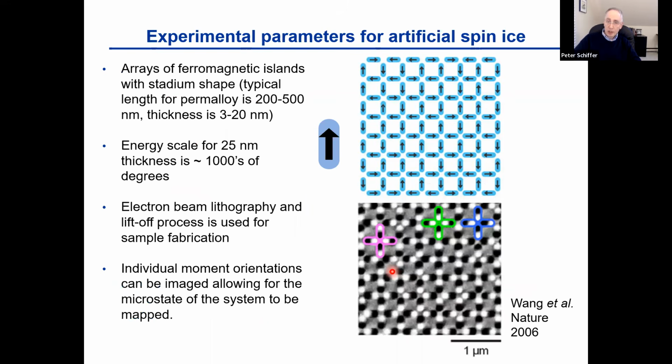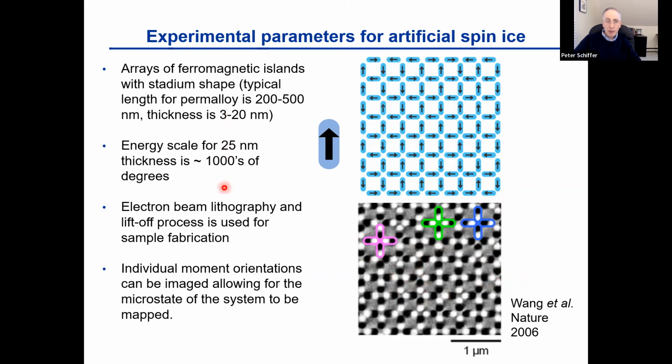And this is a schematic just to give you a sense of the size and the energy scale. It's actually a picture from our very first paper back in 2006. So this is an MFM image of square ice where the black and white dots show the north and south poles of the islands. So you can see that you can very easily identify in this array which way the north and south poles are pointing.